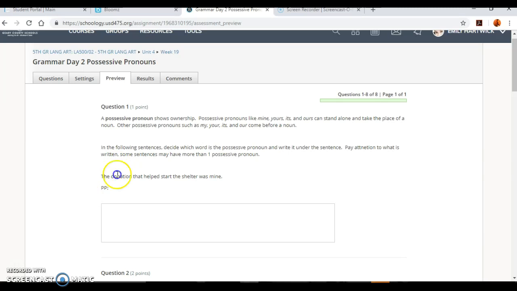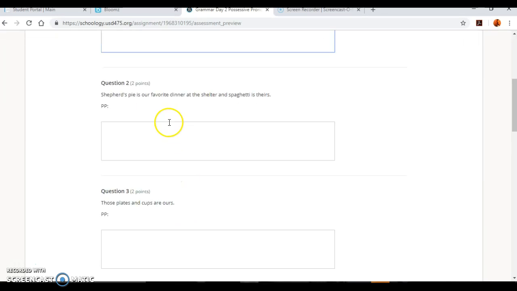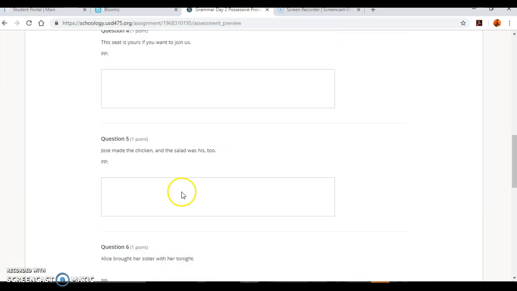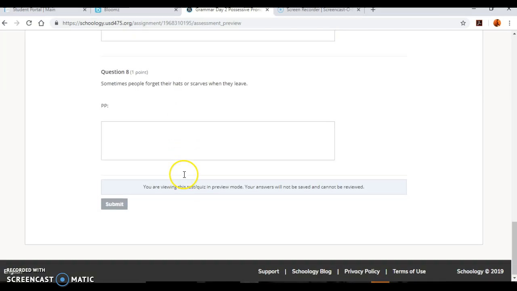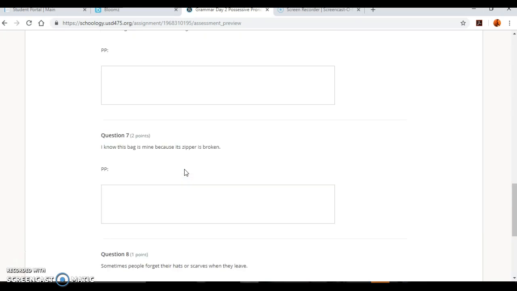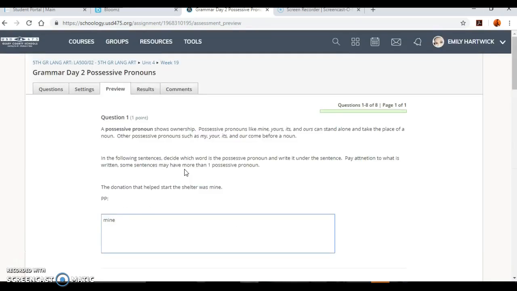Pretty much, friends, we're just looking at this sentence. The donation that helped start the shelter was mine. Which word is a possessive pronoun? Hopefully, you have said mine. That's all you're going to do. You're just writing the possessive pronoun in the box. Same for 2, same for 3, 4, 5, 6, 7, and 8. Just one word, friends, needs to go in that box. Okay? If you have any questions, make sure to ask each other, help each other out.